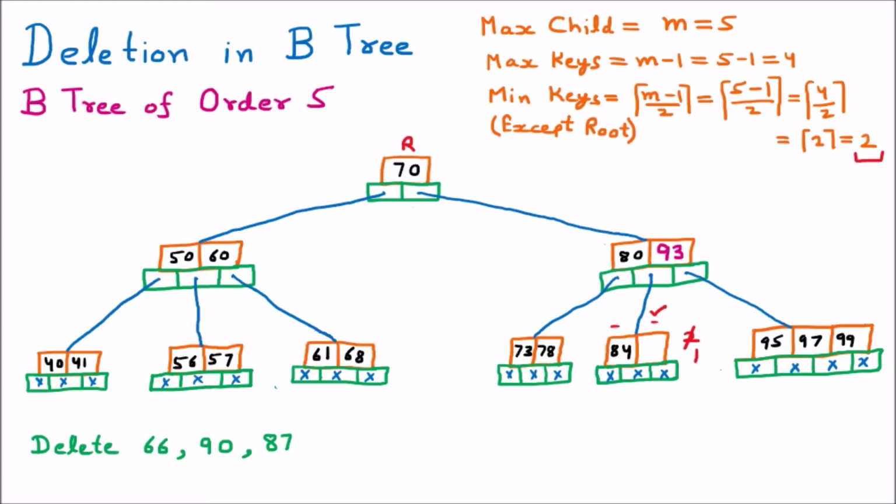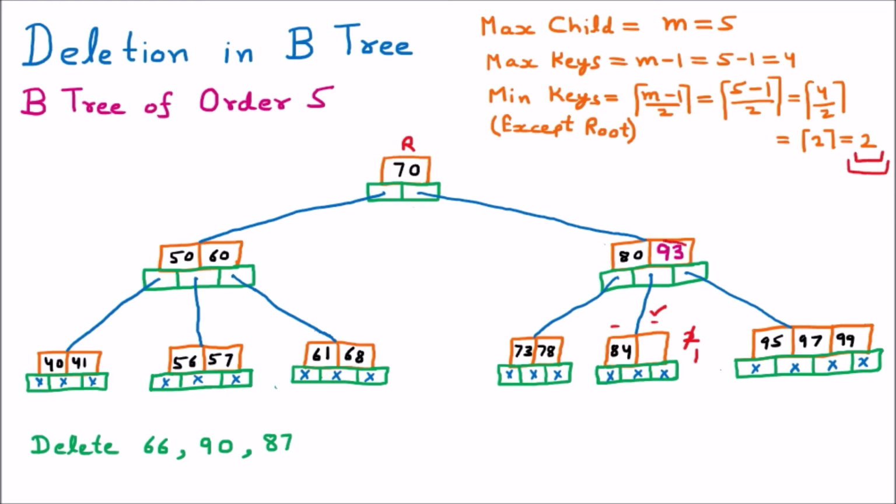Now you can see that there is only one key. And we are referring to the definition that minimum keys of every node except the root should be the ceiling of (m minus 1) by 2, which is 2. So minimum 2 keys should be there. So this is not following the property of the B tree. So here what will happen? In that case, there should be some element which will take the position. So we are going to take the above element here.